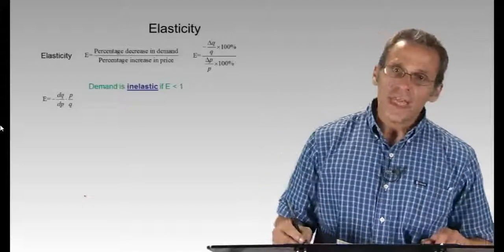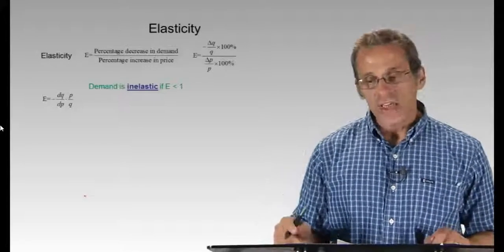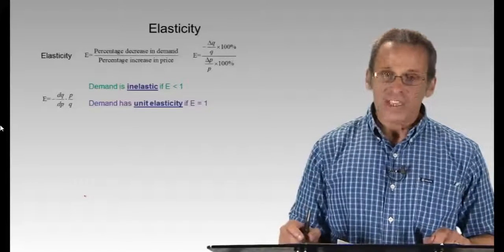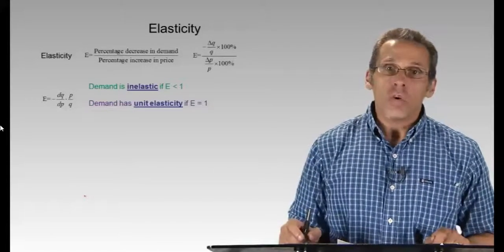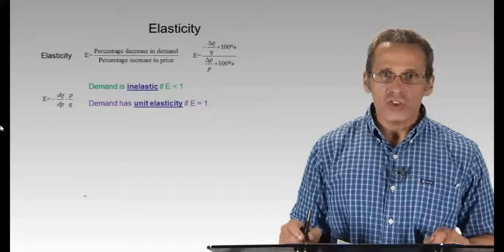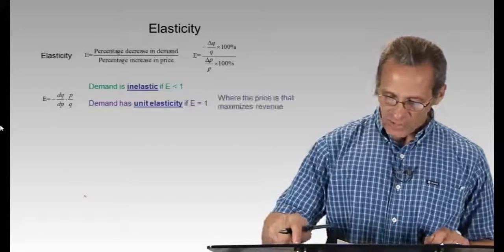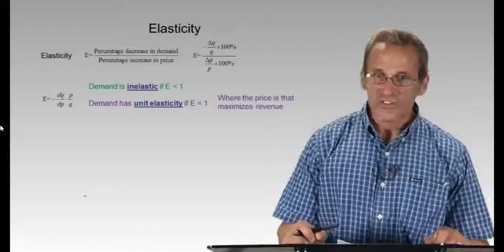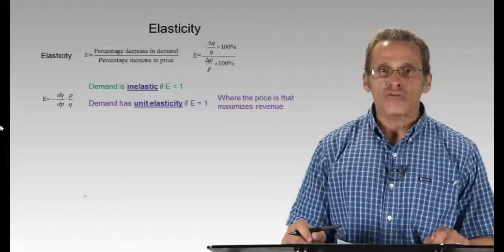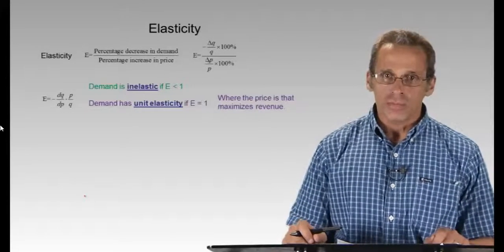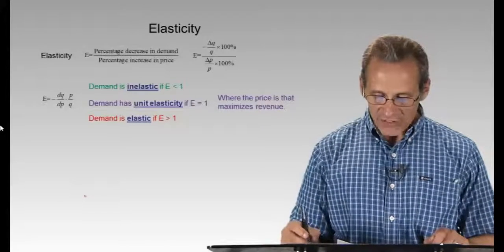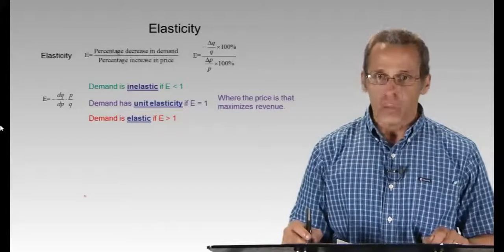Now, if the demand is inelastic, E is less than 1. If the value is 1, we refer to this as unit elasticity. And it is this point where the price is set so that it maximizes revenue. The third possibility is the demand is elastic if E is greater than 1.